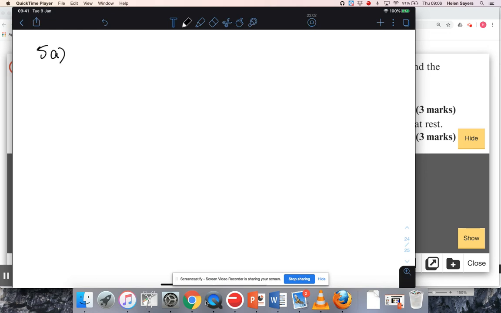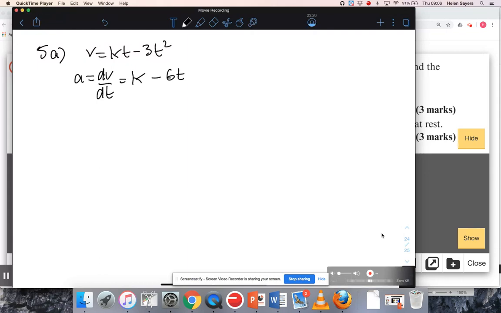Okay, so I'm told that v is kt minus 3t squared, and acceleration will be the differential of that. So kt is just going to differentiate to k. Think about what happens when you differentiate 5t or 3t, and k is just a constant. Okay, and then 3t squared will differentiate to 6t. Okay, so let's go back.